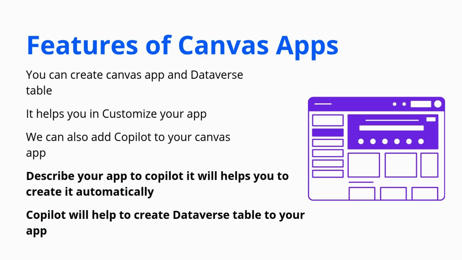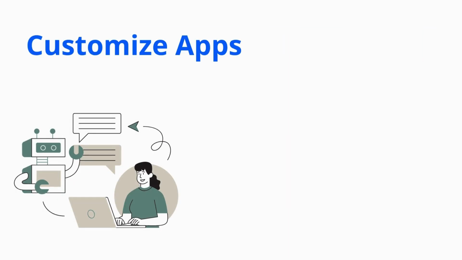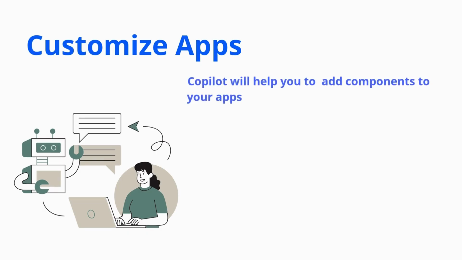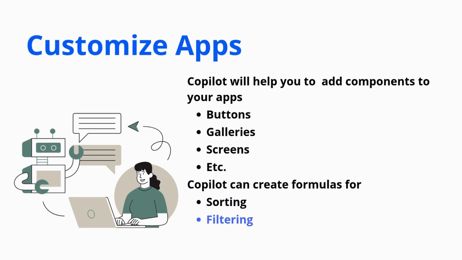Copilot works with apps that use Dataverse as a data source. By using Copilot, you can customize your apps. Copilot will help you add components to your apps, like buttons, galleries, screens, etc. By using Copilot, we can create formulas for sorting, filtering, and conditional formatting.